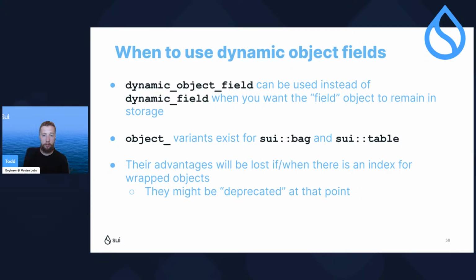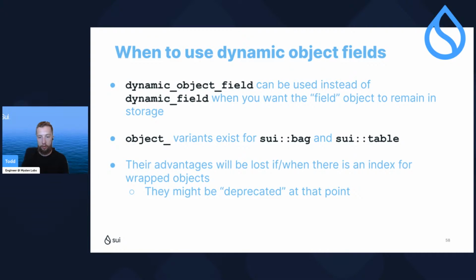And we have some object variants of bag, which we'll see in a second, or of table, which is our map-like API. We have object variants of those, which are basically exactly the same code, except they operate over the dynamic object field API instead.